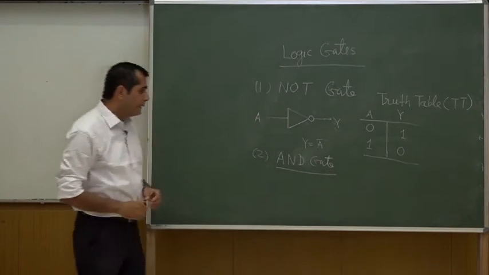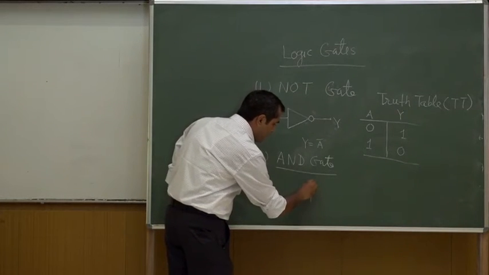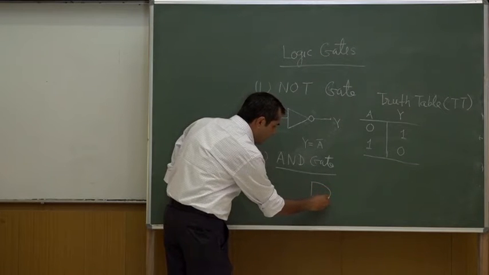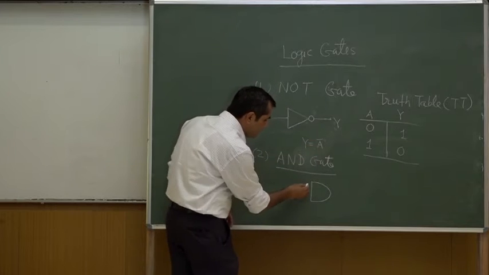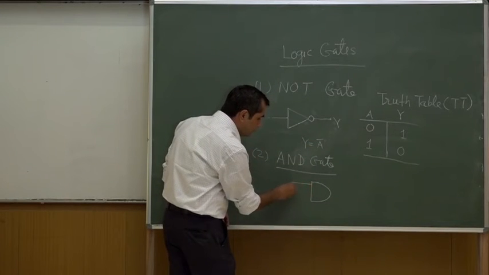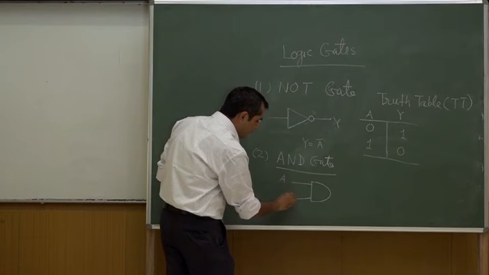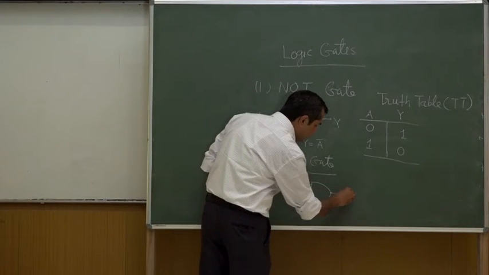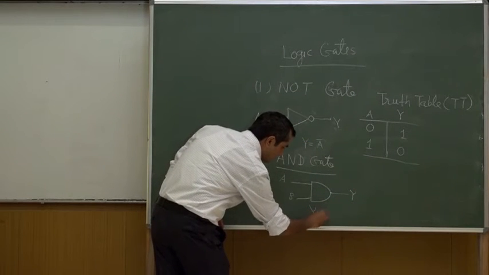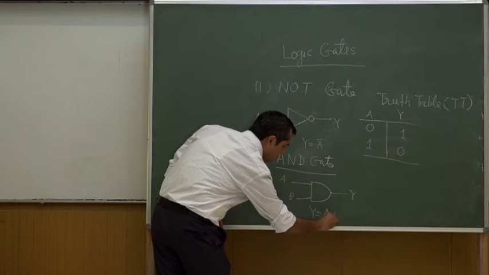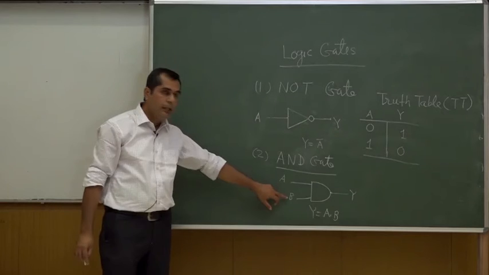Okay. So the AND gate is basically represented by this symbol. It is a logic multiplication of the inputs. It performs the logic multiplication. For example, if there are two inputs A and B and the output is Y, then Y is given as A dot B. That means the logic multiplication of A and B.